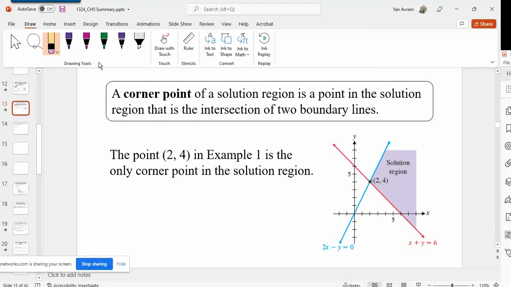So this is called an unbounded region. Okay, the region is unbounded because this can keep going on, this can keep going down. So we only have one corner point right here. And then if we look at some other system, we're gonna have a bounded region and we're gonna have more corner points. Okay.